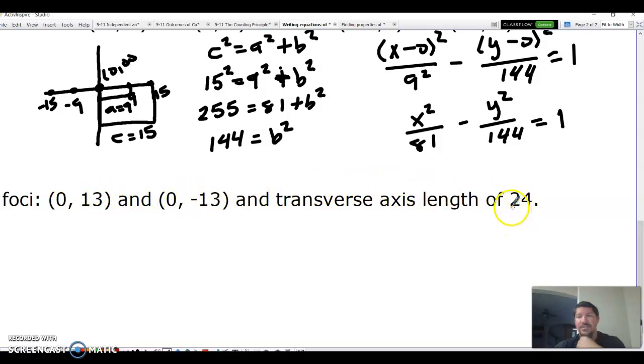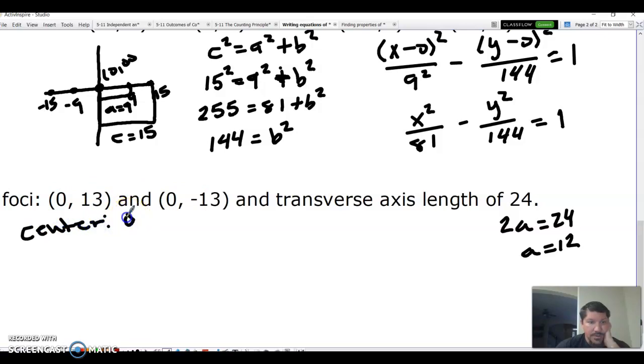Alright, last type here, foci 0, 13 and 0, negative 13. Transverse axis equals 24. So that means 2a is equal to 24, or a will be equal to 12. Halfway between those is 0, 0, so my center is 0, 0. The distance from 0 to 13 means C equals 13.